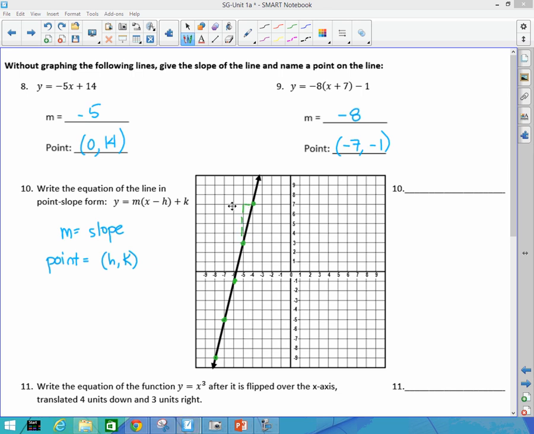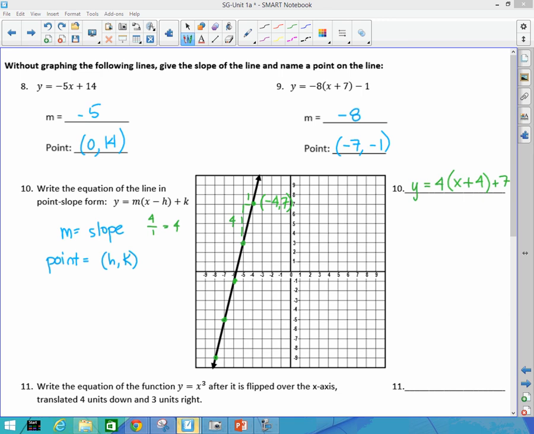Can't draw very well here. To get your slope, this is a rise of 4 and a run of 1. So that slope is 4 over 1, or we just write it as 4. But find a point. So if I pick this point, it is at -4, 7. So those are the coordinates, which means my answer would be y equals 4 is my slope, x minus -4 plus 7.